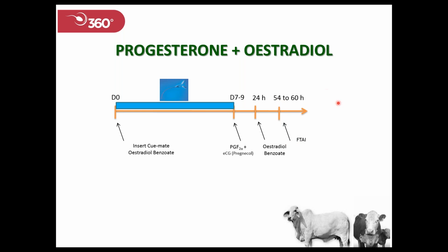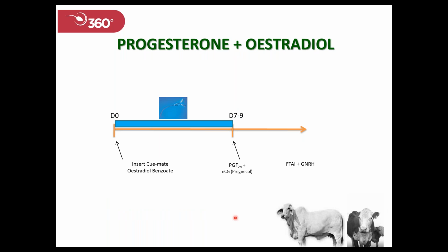The reason is because we know that the majority of the animals actually ovulate between 60 and 72 hours after the QMate is removed. Now, these programs are great for cycling or non-cycling cows. There is no need to pre-synchronize, however, it does require 4 handlings.